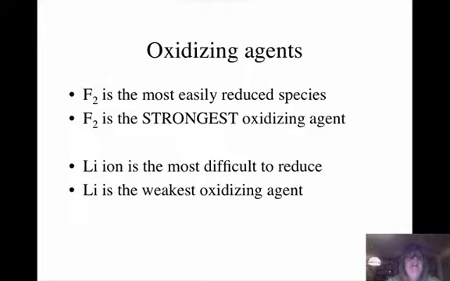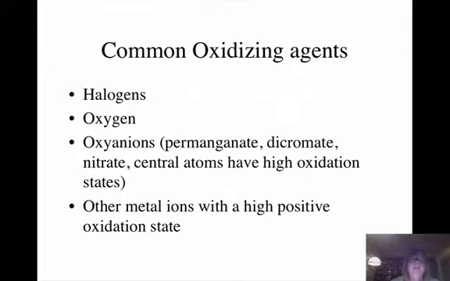All right. Lithium is the other case here. It's the most difficult to reduce. So when I look at its reduction potential, it's lithium plus an electron goes to lithium solid. It's negative 3.05, which means that it's a weak oxidizing agent. It doesn't like to be reduced at all.